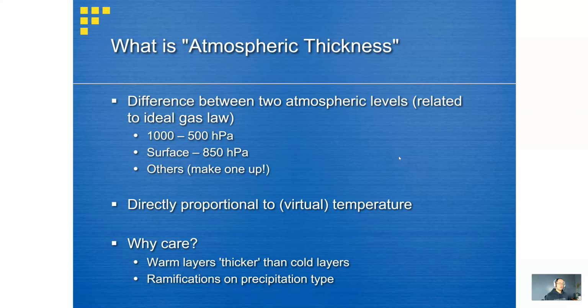And so other thicknesses, say surface to 850 millibars, is a little more commonly used to really get an idea of what the temperature profile is in the lower portion of the atmosphere. Remembering 850 millibars is usually at about 1.5 kilometers. But in fairness, you can make your own up. It's one of those things that we can talk about a thickness between any two layers of the atmosphere.